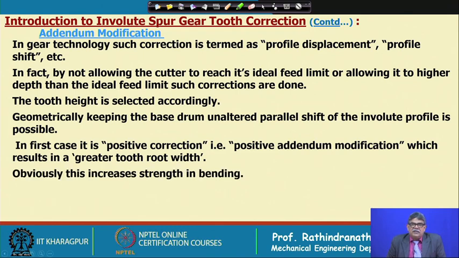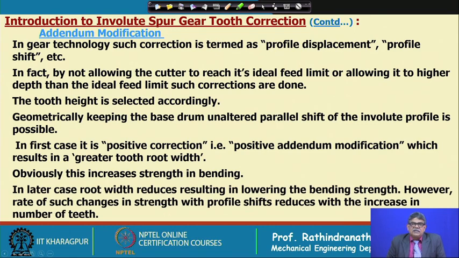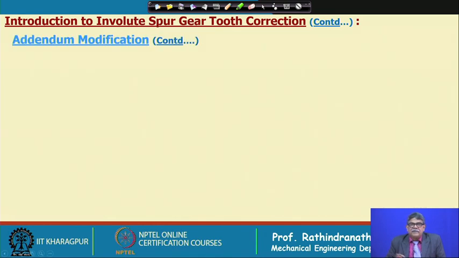Obviously, this increases the strength in bending. In the latter case, the root width reduces, resulting in lowering of the bending strength. However, the rate of such changes in strength with profile shift reduces with the increase in number of teeth.